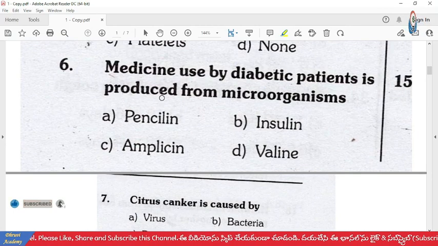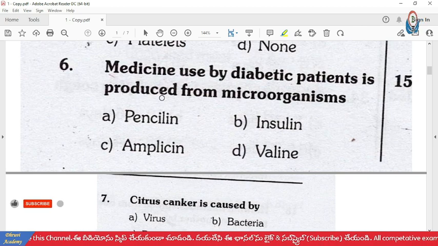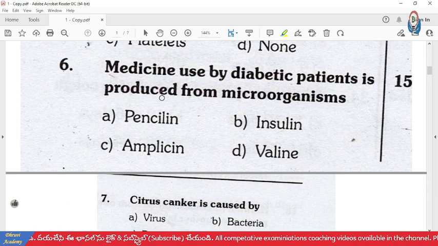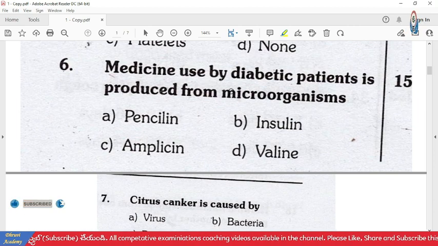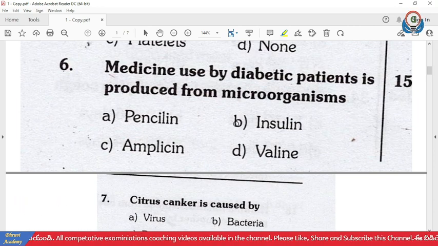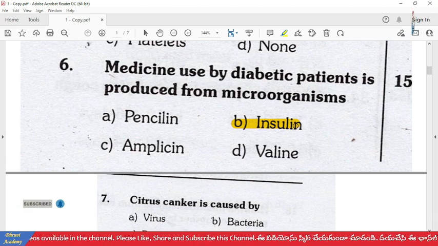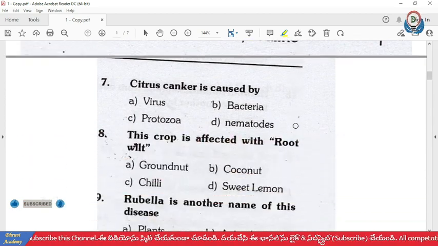Medicine used by a diabetic patient is produced from microorganisms. From which microorganism? Is it A penicillin, B insulin, C ampicillin, or D valine? Which is the correct answer? Answer is insulin. This insulin is for diabetic patients. It is produced from microorganisms. Insulin is produced from microorganisms. This is used for diabetic patients, because it is used for sugar patients. Next.